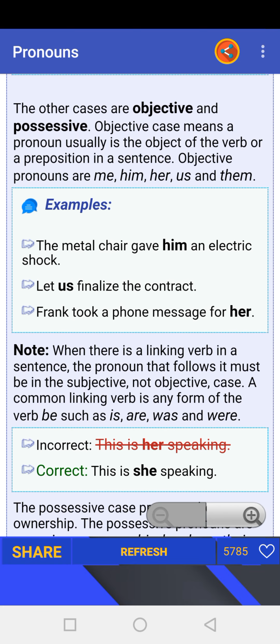Let's give some examples. The metal chair gave him an electric shock. Him is an object personal pronoun, and it is the object of the verb give. Let us finalize the contract. So us is an object personal pronoun and it is the object of the verb let. Frank took a phone message for her. So her is the object personal pronoun and it is the object of the preposition for.